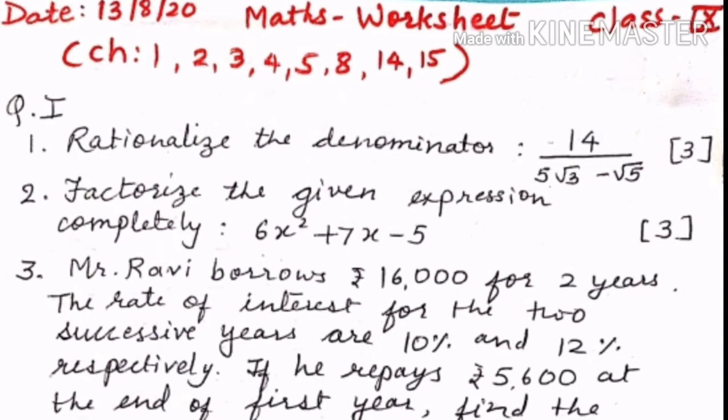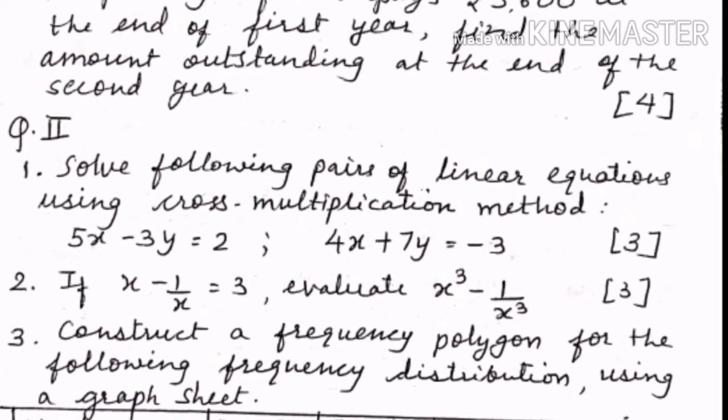It means you have to use the stepwise method to solve, and whatever amount you get after the first year, you have to subtract 5,600 from it and find the amount outstanding at the end of the second year. Means the amount we find after the second year is your answer. So you have to use the stepwise method. You will get full marks, 4 marks, if you do it correctly with all the calculation.